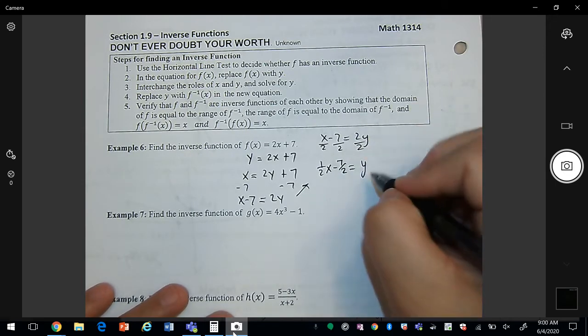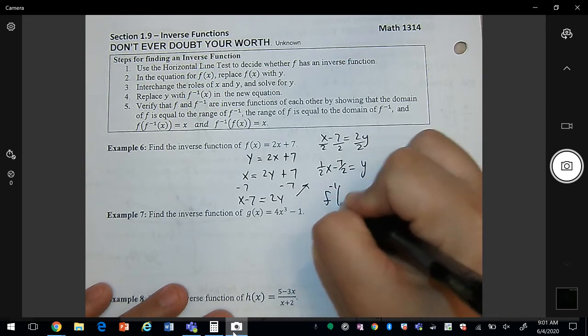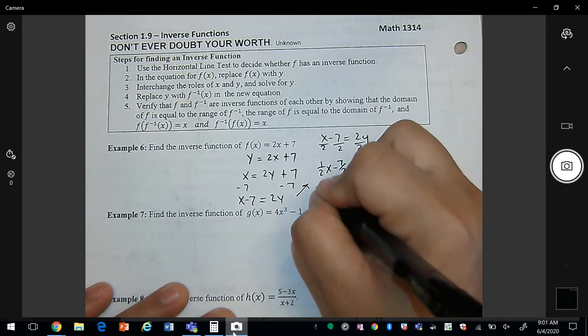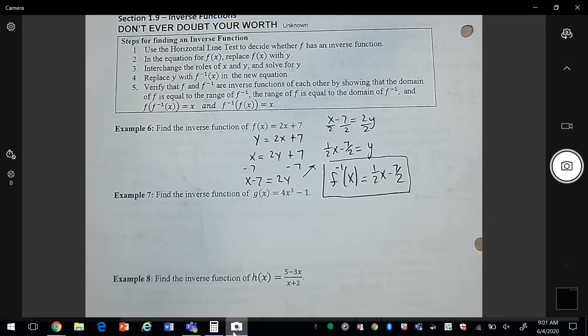Okay, so our last step here is to rewrite y. Instead of saying y, we're going to write it as the inverse. And that's equal to 1/2 x minus 7/2. Okay, so let's try the next one.